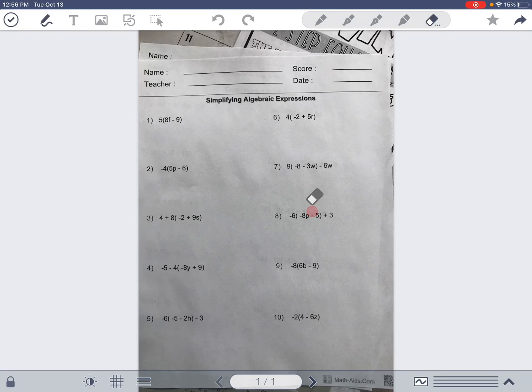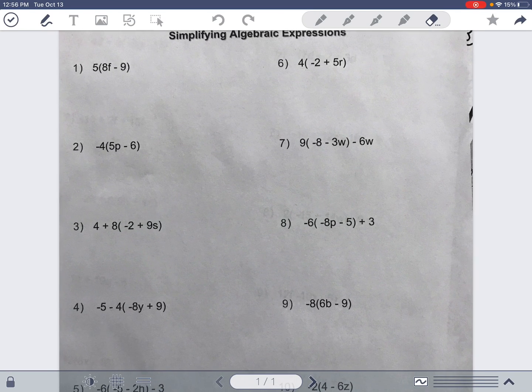I'm going to present to you some of these distributive property expressions to remind you how to simplify expressions that have distributive property in them. So the first one I'm going to focus on is number 1. Distributive property means to multiply, so I'm going to multiply each term inside the parentheses by 5.